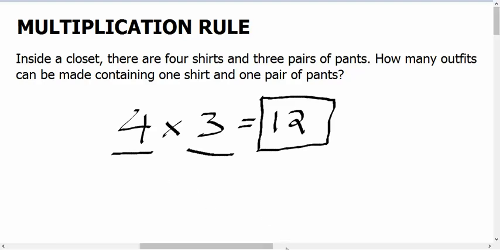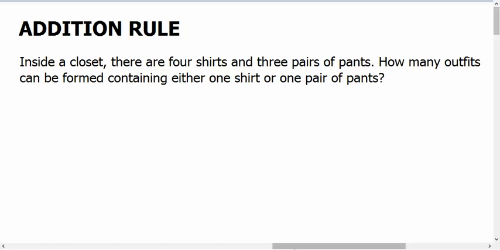Now let's take a look at the addition principle. We're going to come back to this in a second, and you're probably wondering why it's important, and I'll explain that in a moment. But let's take a look at the addition rule. So similar question. Inside a closet, there are 4 shirts and 3 pairs of pants. How many outfits can be formed containing either 1 shirt or 1 pair of pants? Well, once again, I'll let you think about it for just a brief minute. Now, even in that time, you probably figured it out.